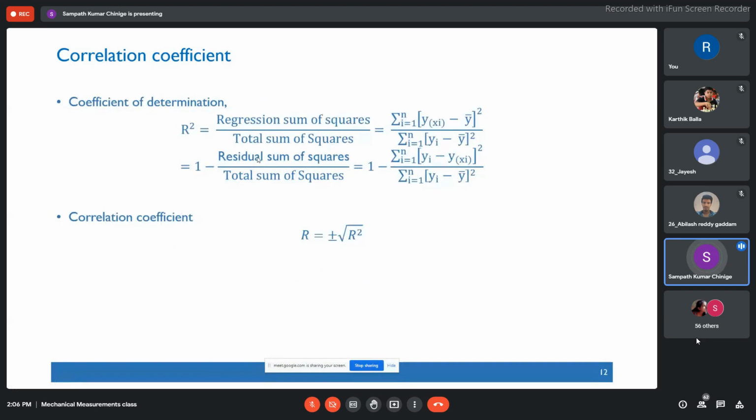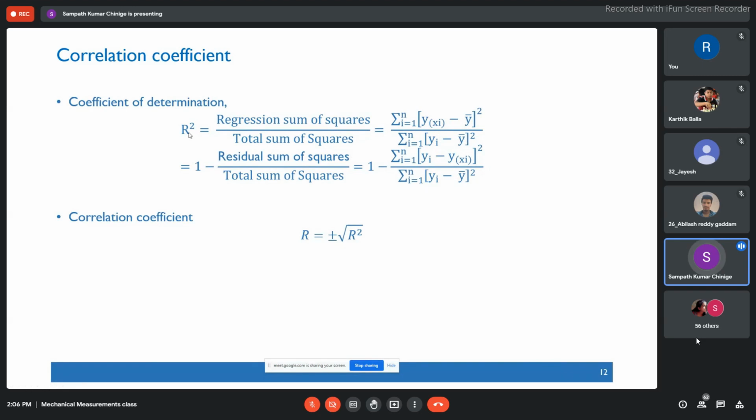So that will give you the regression sum of squares, which is basically yxi, that is from the model data, from the fit, whatever the y value that I obtained minus its mean whole square, the whole summation, to the total sum of squares, which is actual data minus its mean whole square sum. The ratio of these two will give you the R square. This makes sense or not? So this is your coefficient of determination.